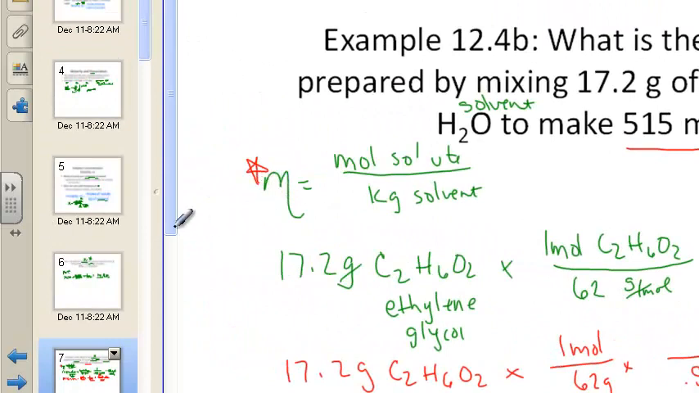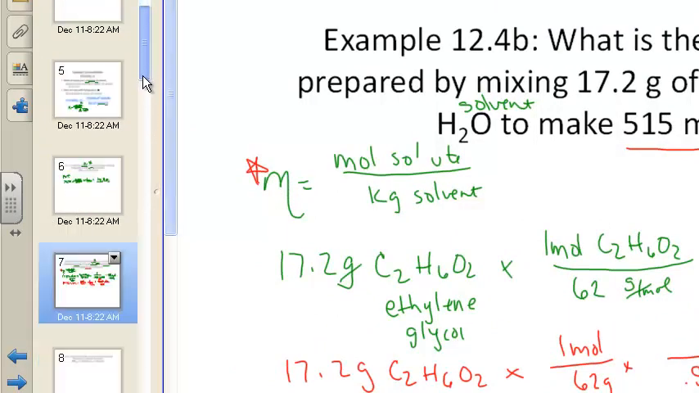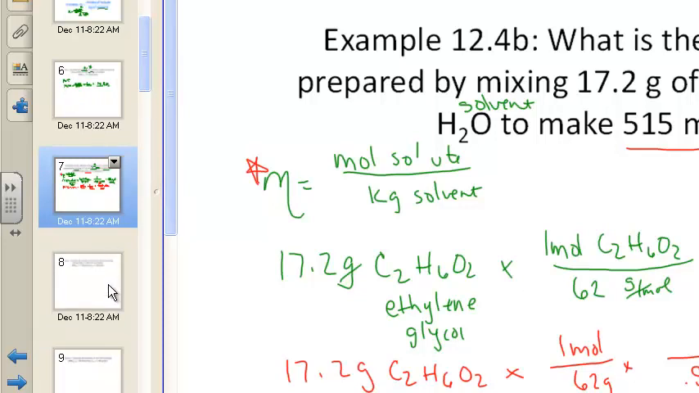This molality unit is being introduced for a very specific reason. When we take our next step with colligative properties, that's the very unit that plays a role in determining how much the boiling point changes or how much the freezing point changes just by adding a little salt into the water.